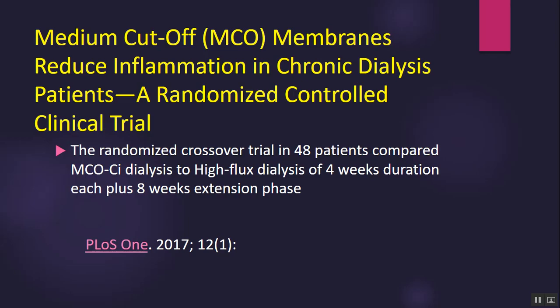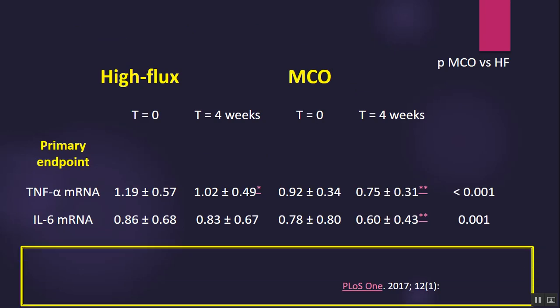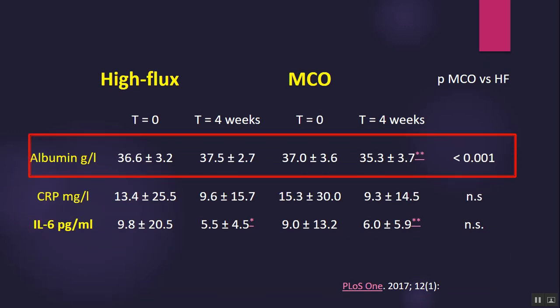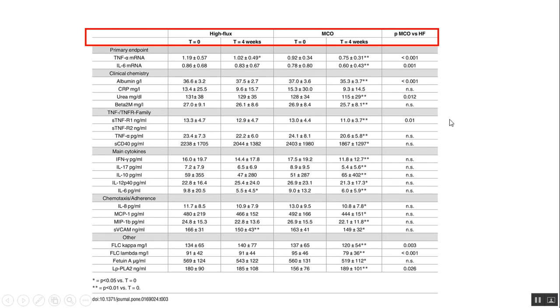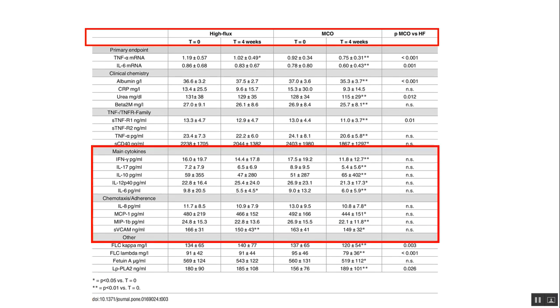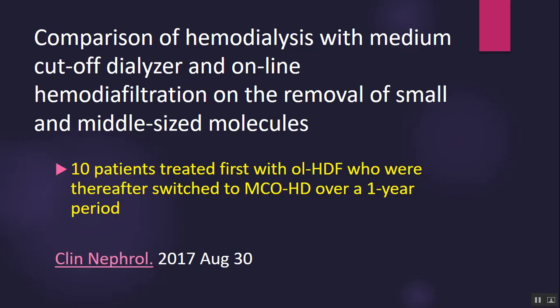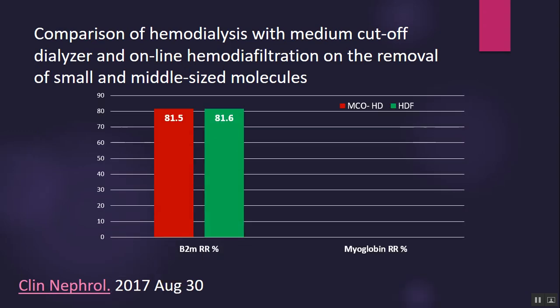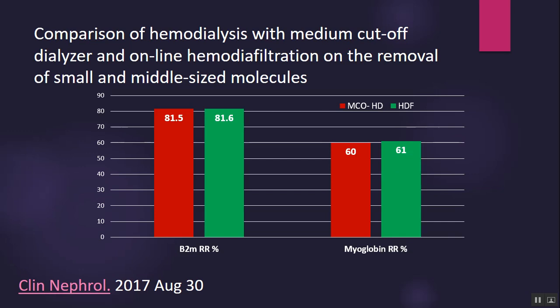Clinical outcome: in some trials, improvement in cytokine removal, but a drop in serum albumin is reported. We have to look at that in terms of the nutritional state of the patient. It's exactly to remove more uremic toxins as well as cytokines. For myoglobin and beta 2 microglobulin, the differences between HDF and medium cut-off hemodialysis are nearly the same.